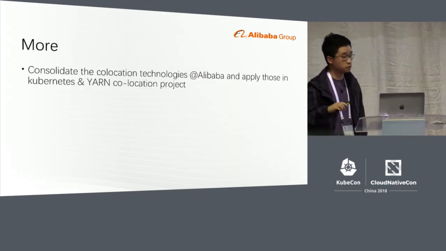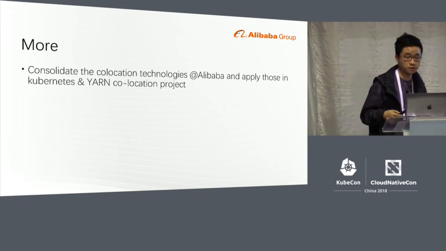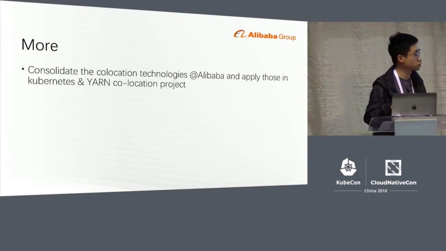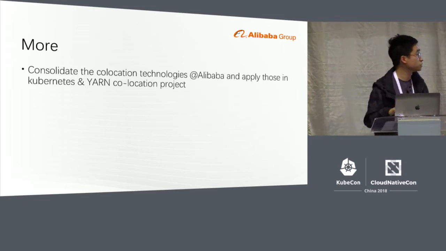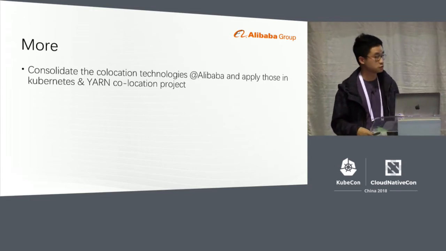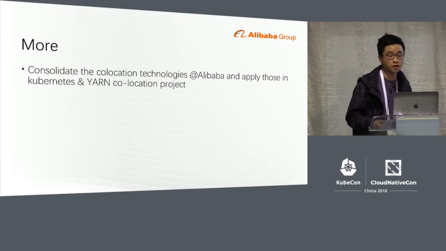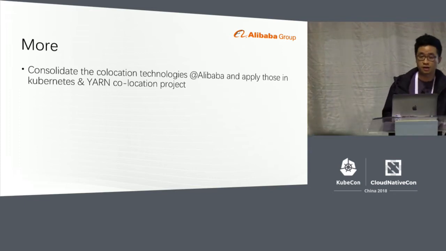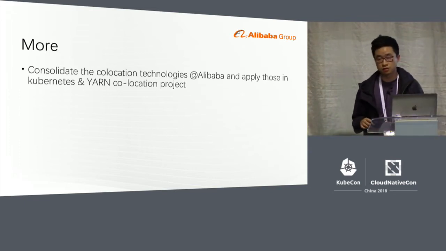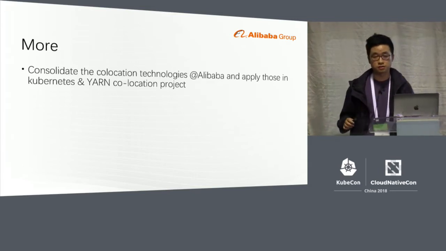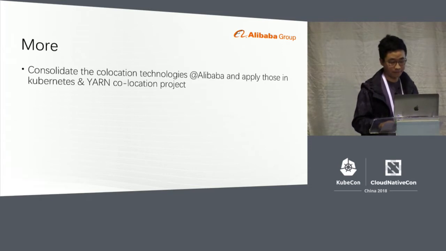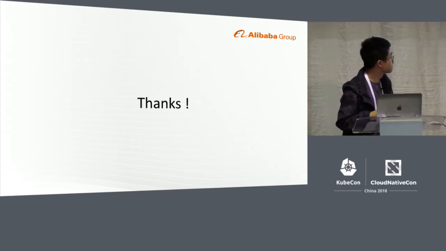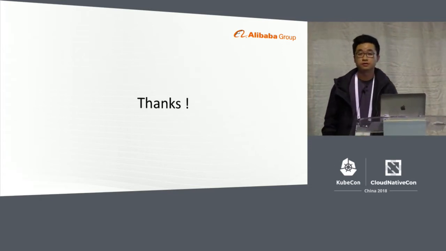So of course, our co-location technologies is a contribution by Fuxi and the Sigma team. So we hope that we can really make it open source, to make all the big manufacturers, just like Alibaba, can adopt this technologies, lower their resource waste. And that is the end of my presentation. Thank you.